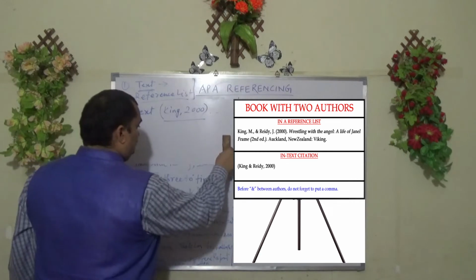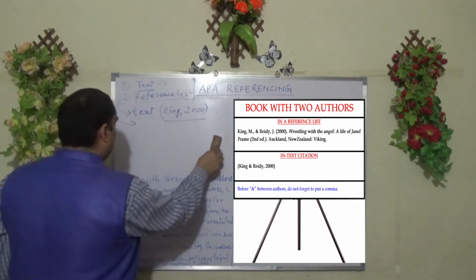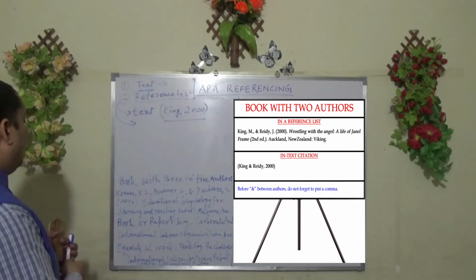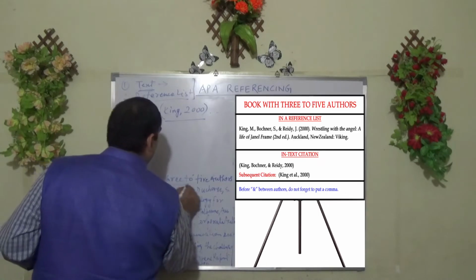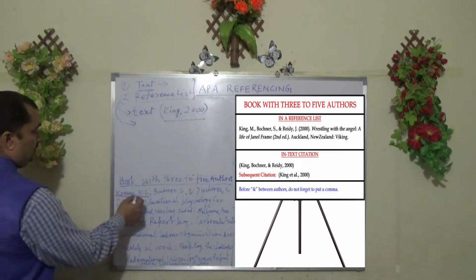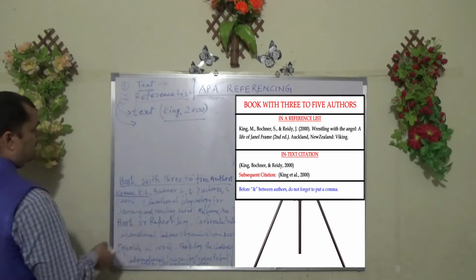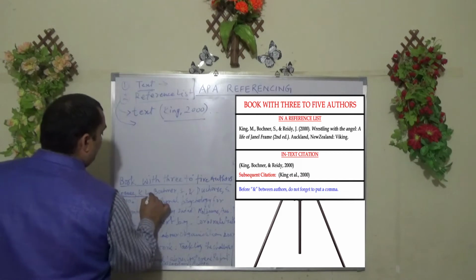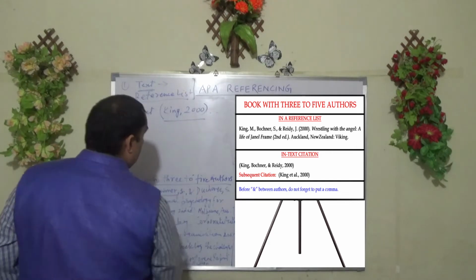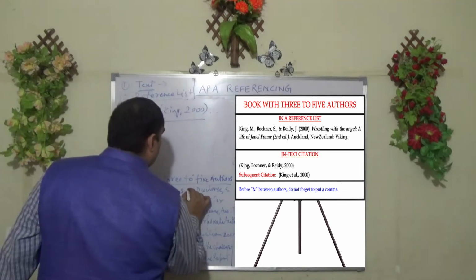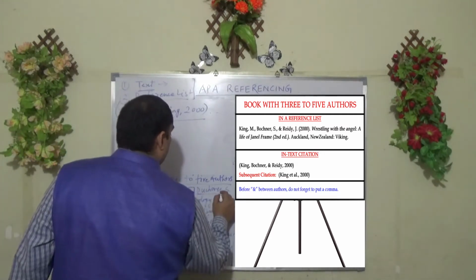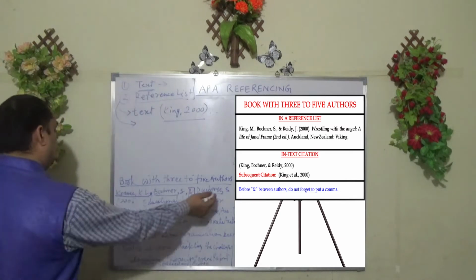Now let me show you the third case, which is about three authors, or two up to five authors. So what we do in the case of 3 to 5 authors, if it is a book: first we write the first author's surname, comma, K.L., whatever the name is, then comma, we separate it by comma, the second author's surname, comma, first name, comma, and after that, as we discussed in the second case, we separate it with the ampersand sign, the third author's surname, comma, and S dot.